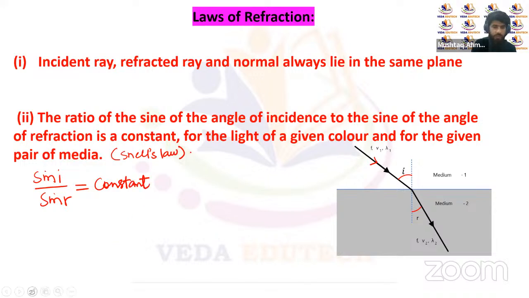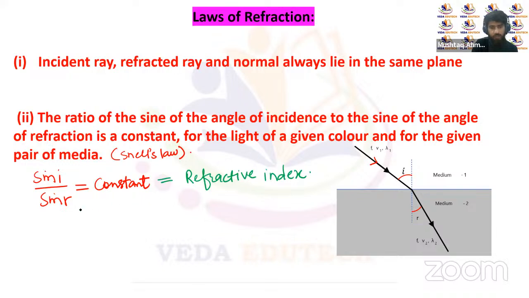It's a constant. And this constant here, we call it the refractive index, or relative refractive index. So the refractive index gives us an idea about the optical density of a medium, or how slow or how fast the light is going to travel in a medium.